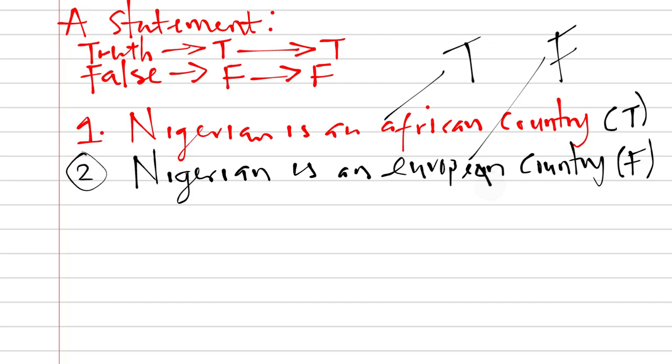Are you seeing that now? Nigeria is not an European country. Nigeria is an African country. But what we are saying in essence is that it is a statement. Are you seeing that now?